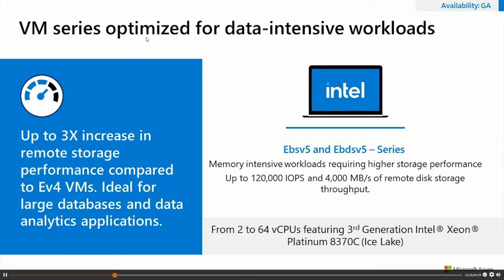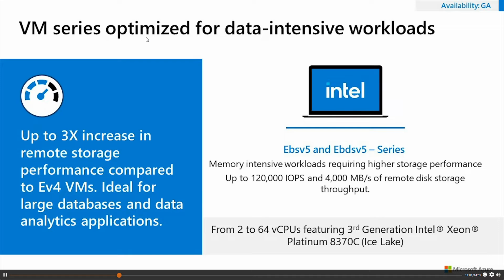Our customers who run data-intense workloads, such as SQL Server, Oracle DB workloads, or any type of relational or non-relational database applications or data analytical applications, have let us know about their increasing needs for remote storage performance. And so here we are with the new and improved memory optimized VM series with an increased IO to core ratio, offering 120,000 IOPS and 4,000 megabytes per second throughput to meet your needs.